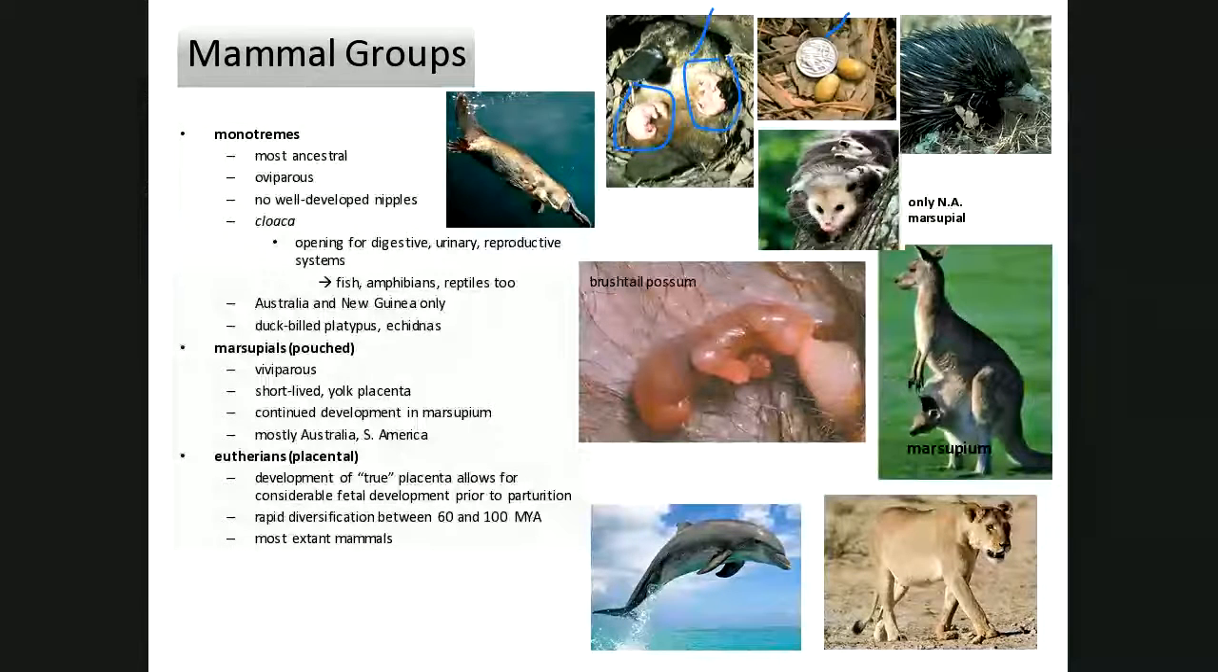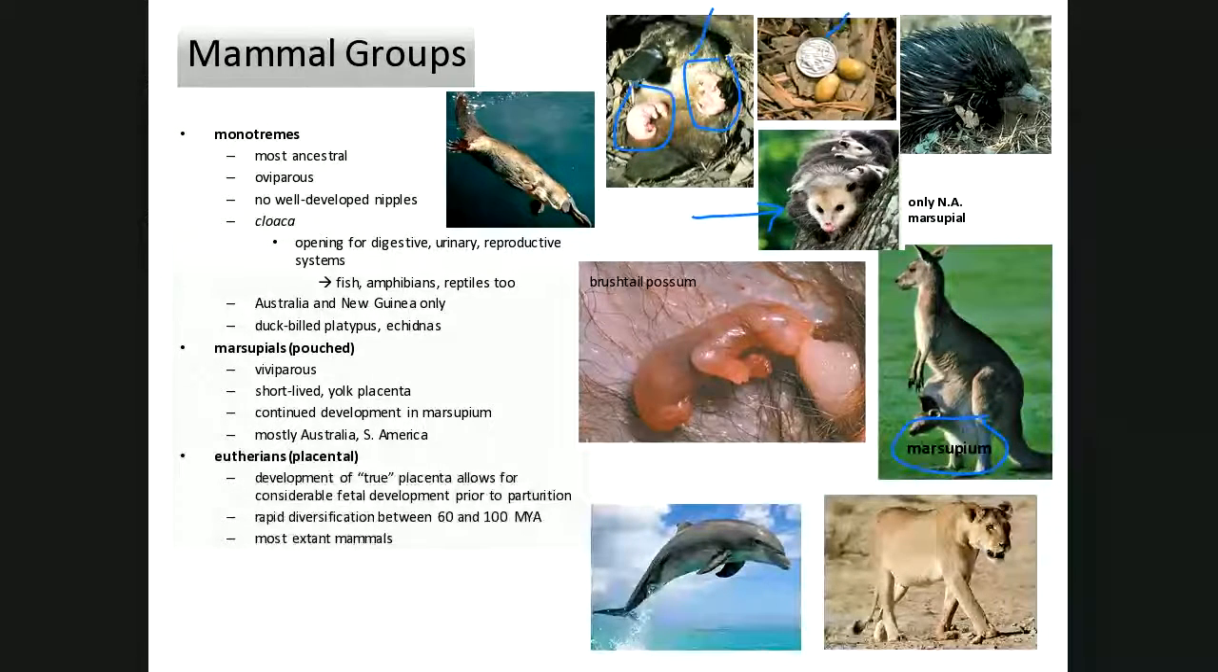Okay, another smaller group, but one that you probably have heard of, are the marsupials. Marsupials are named for the pouch, and yes, opossums too. This is the brush-tail possum. See a little embryo nursing there. The pouch is called a marsupium. The opossum is our only North American marsupial, by the way. We used to have a lot more, but they went extinct. They all have a pouch, a marsupium.